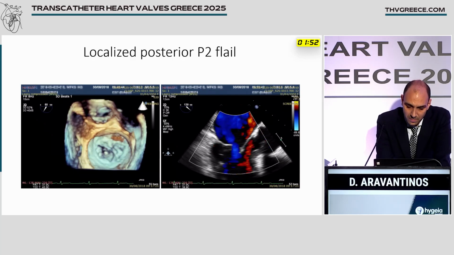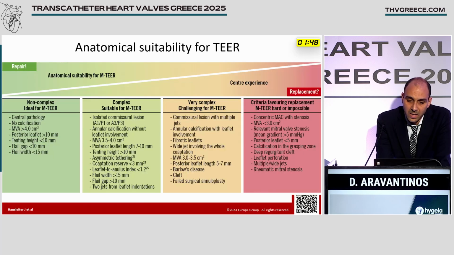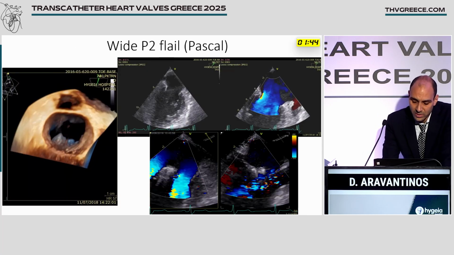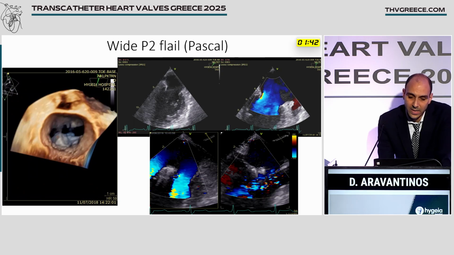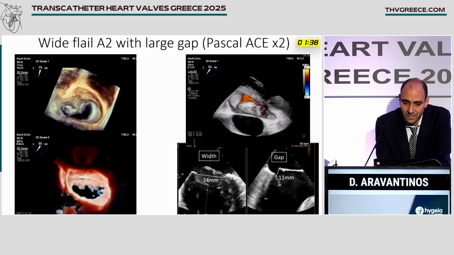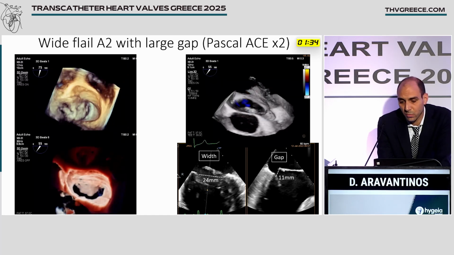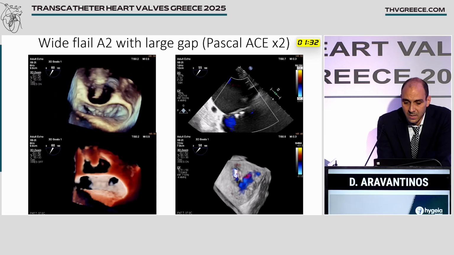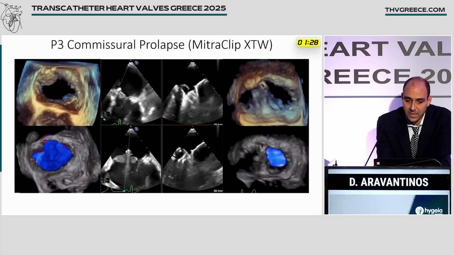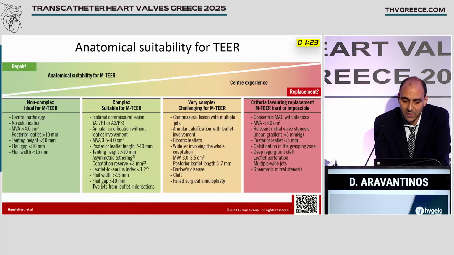Here you can see an example of a localized posterior P2 flail leaflet. We have more complex cases, and I can show you some examples, like a wide P2 flail leaflet that was treated with a PASCAL. Here, a wide flail A2 leaflet with a large gap was treated with two PASCAL devices, with a very good result. Here, a P3 commissural prolapse was treated with an XTW MitraClip device.